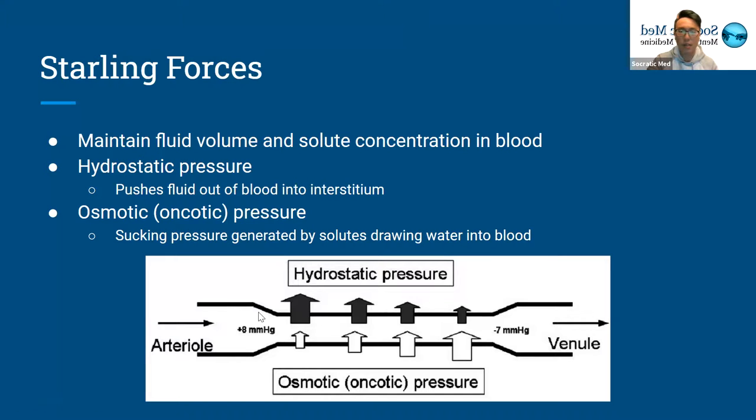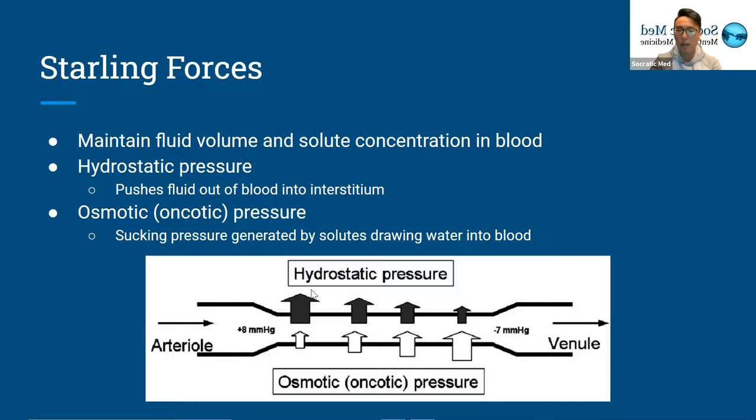In the diagram below, you can see that on the arterial side, the hydrostatic pressure, the one on top, is greater, which makes sense since the blood wants to send fluid out into the interstitium in order to exchange gases and nutrients with the rest of the body. Then as you travel from the arterial end to the venule end, the hydrostatic pressure decreases while the osmotic pressure increases.